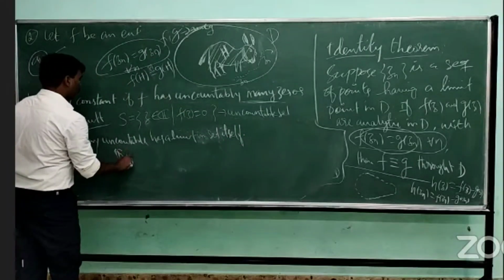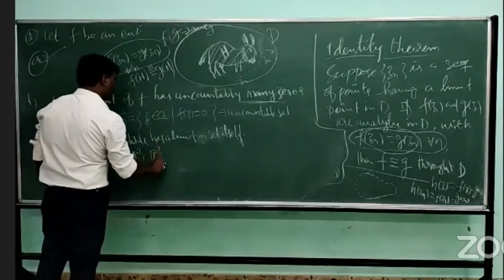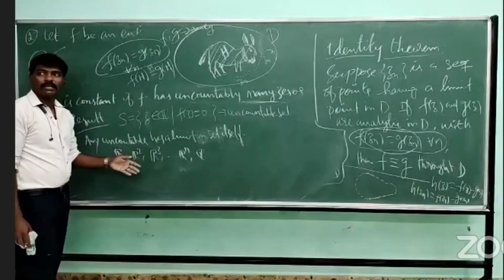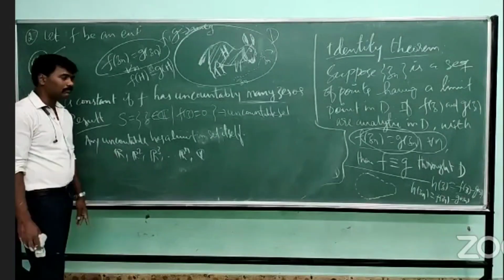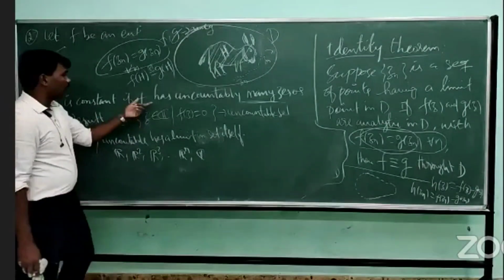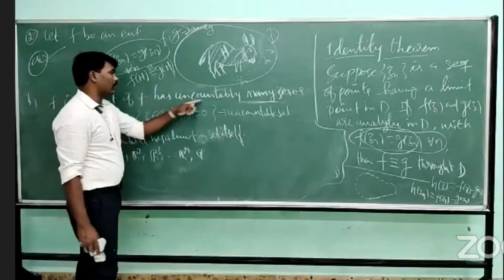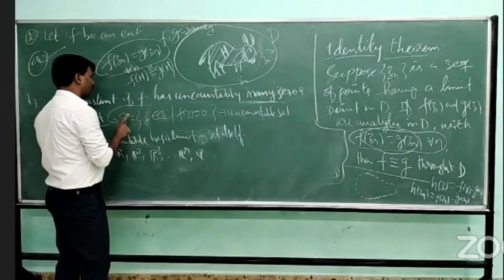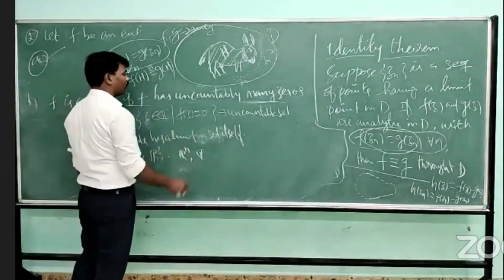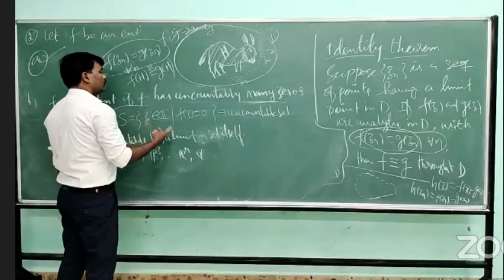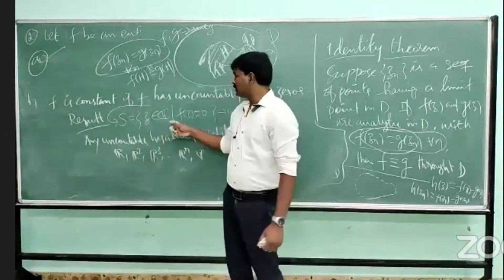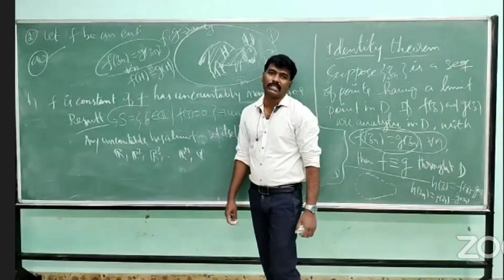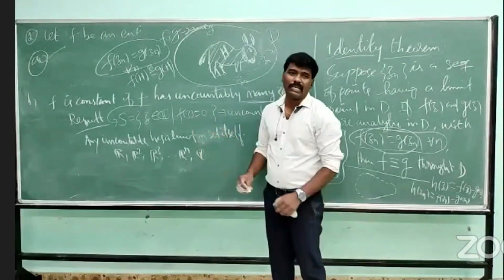Okay, that could be R in R², R³, and so on, R in C. Any uncountable set has a limit point within the set itself. From that conclusion, F has uncountably many zeros. I call the set of zeros of F, S, equal to the set of all z in C such that F of z equals 0. This is an uncountable set. This theorem says any uncountable set has a limit point. So therefore, S has a limit point.